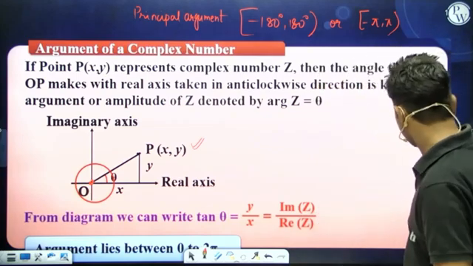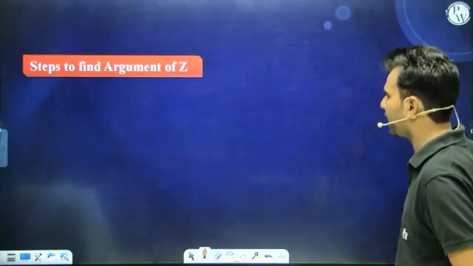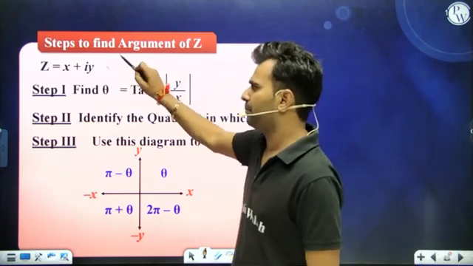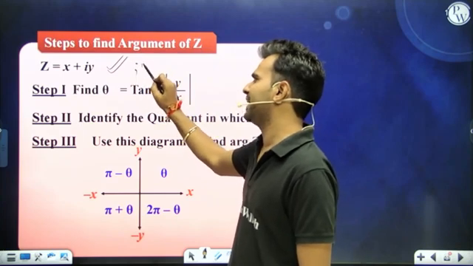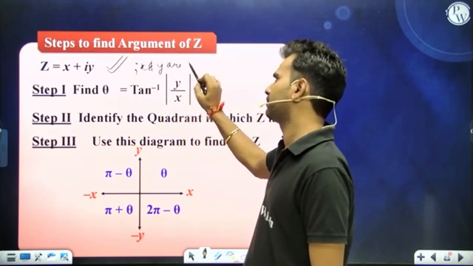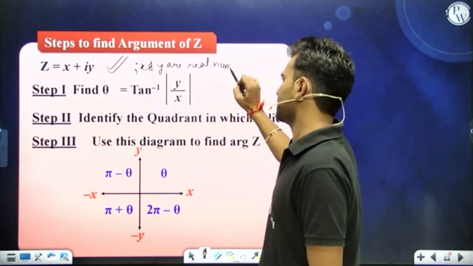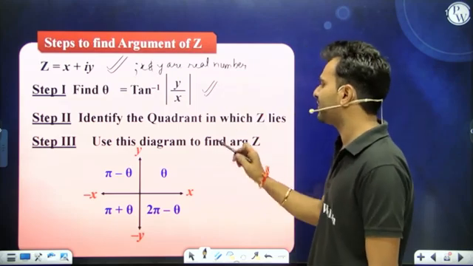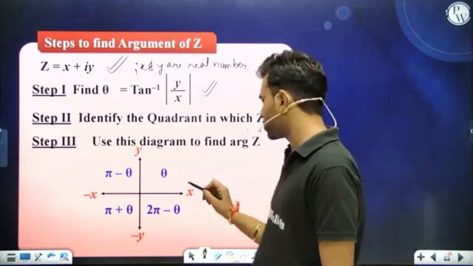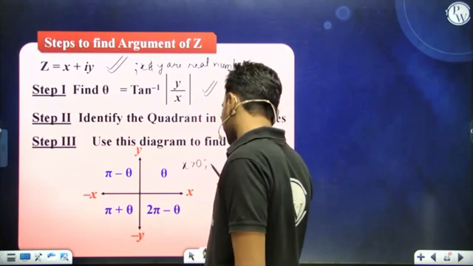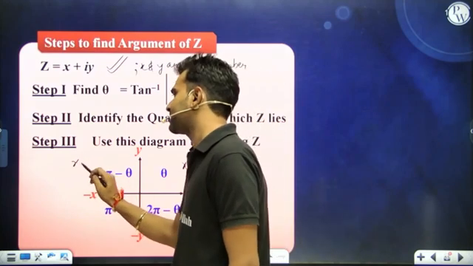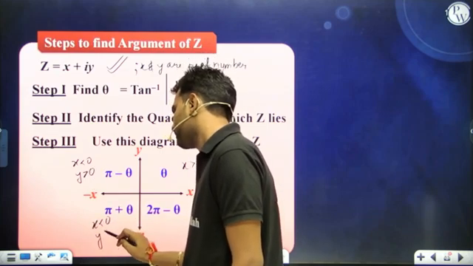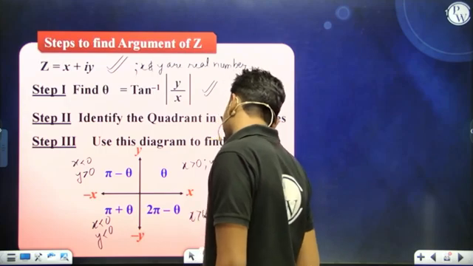So this is the process. Let me tell you that process. Steps to find out the argument of a complex number z. First, you take the complex number z equals x plus iy. Obviously, x and y are real numbers over here. Then you first find out the value of theta equal to tan inverse mod of y by x. Now, identify the quadrant in which z lies. In the first quadrant, x and y both are positive. In the second quadrant, x is negative, y is positive, yes or no? In the third quadrant, both x and y are negative. In the fourth quadrant, x is positive and y is negative.